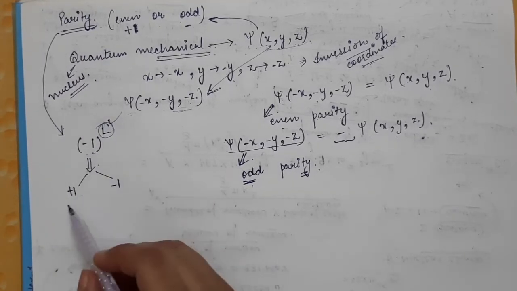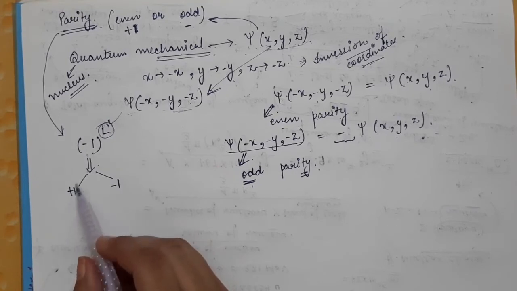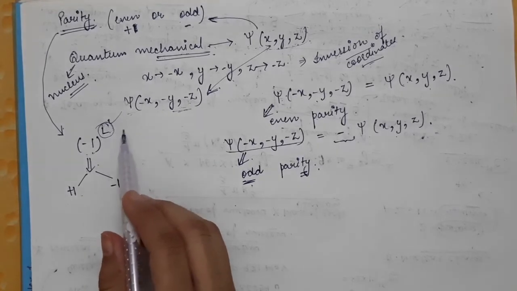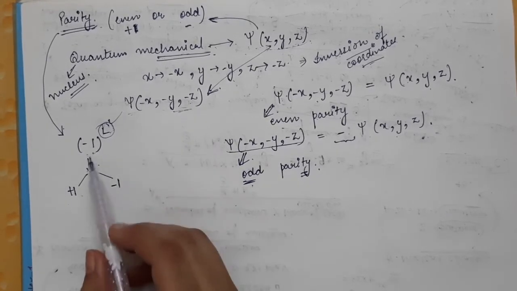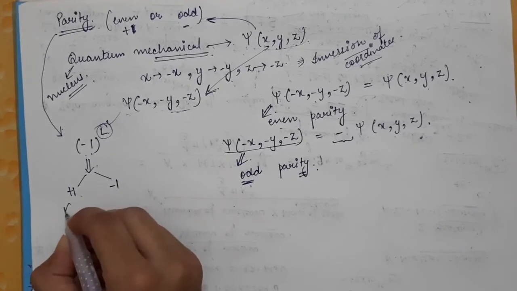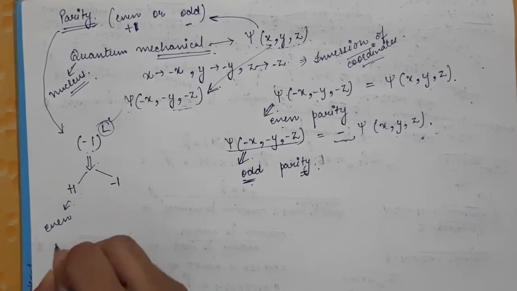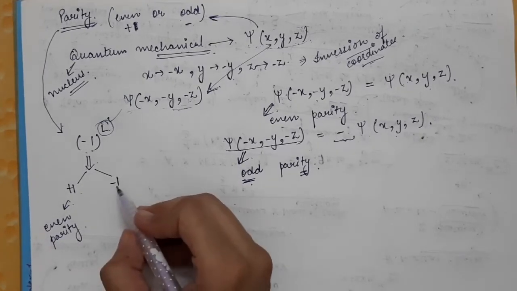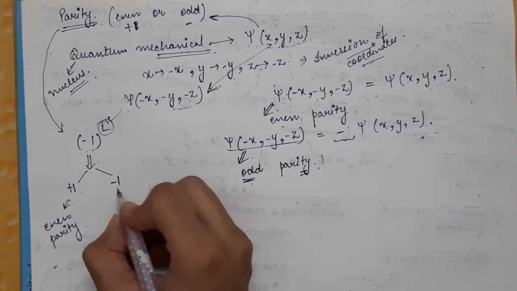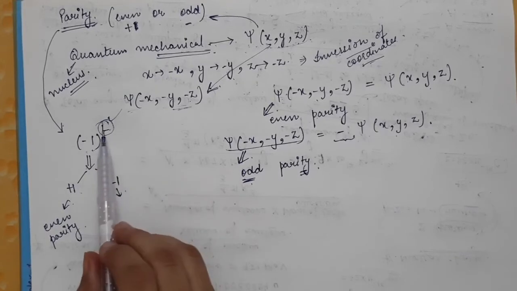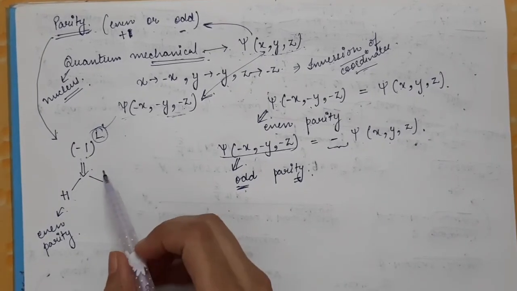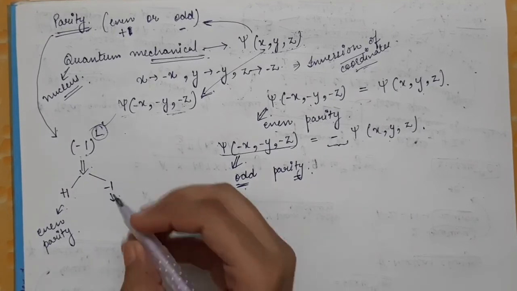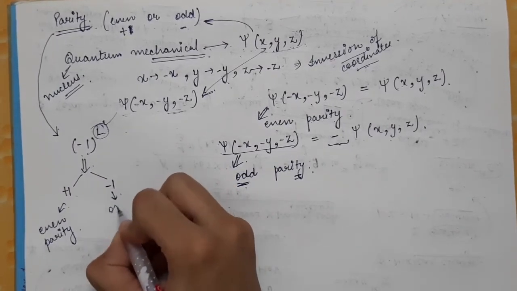If the value comes out to be plus 1, that will be for the case of capital L equal to 0, 2, 4, 6, that is for the even numbers. So this will be even parity. And if the value of the parity comes out to be minus 1, this will be for the case of capital L odd. So if the parity of the nucleus using this formula comes out to be minus 1, then the parity of the nucleus is odd.